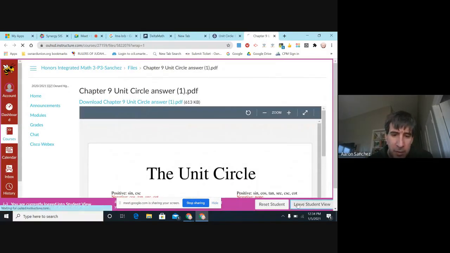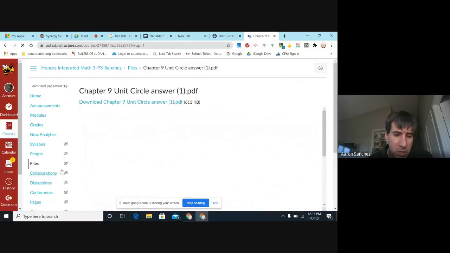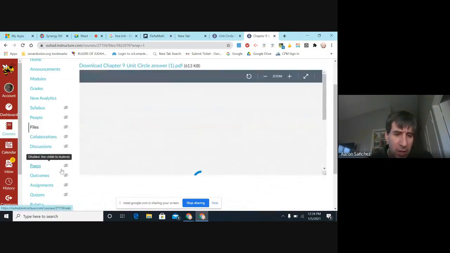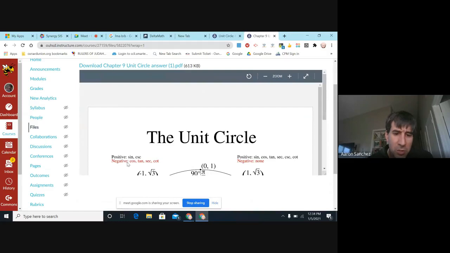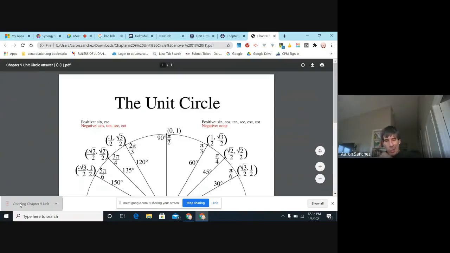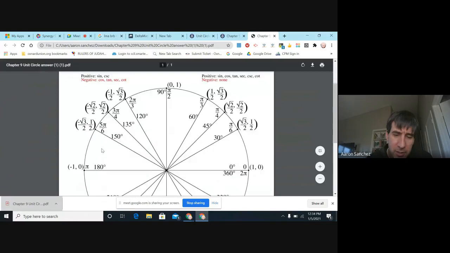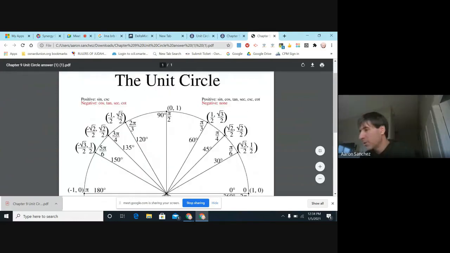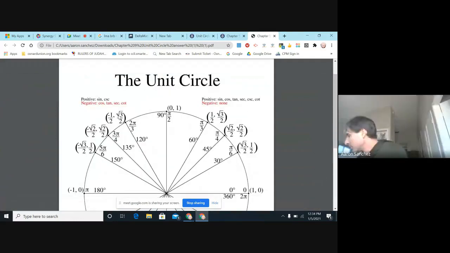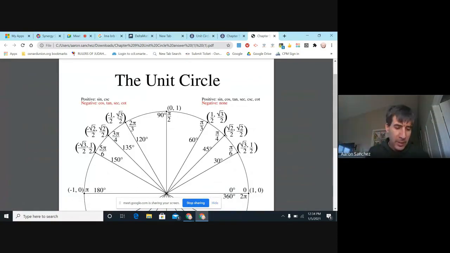Everybody make sure you have a unit circle out. Make sure you have the unit circle out, either on the computer or on a piece of paper. Okay, have this unit circle ready. I'm telling you, you're going to need this today. I'm going to be calling on you, and if you don't have your unit circle, you're going to be super confused. So make sure you have your unit circle.